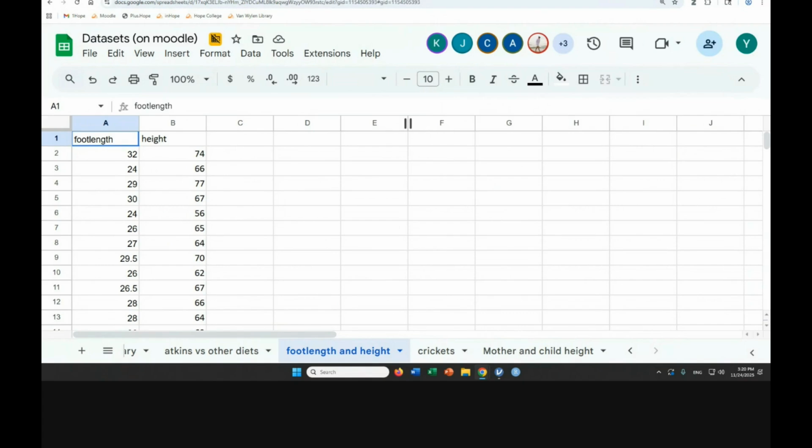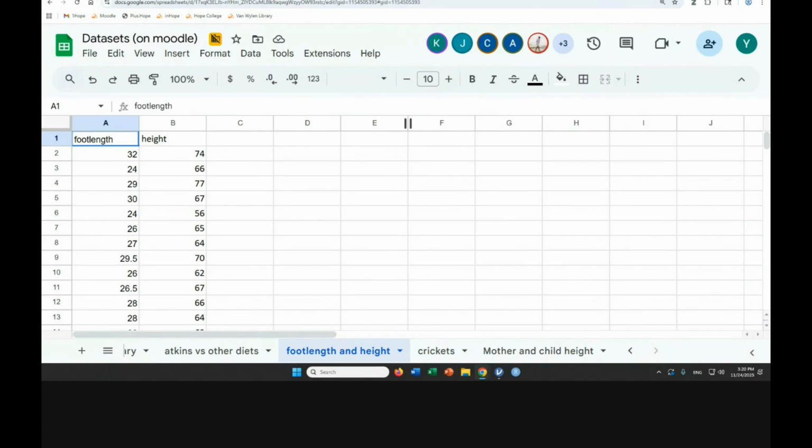Foot length and height. How do you know that foot length is in centimeters? Because inches would be crazy. Who has 30-inch feet? Right? In the same way, this cannot be centimeters because who is 67 cm tall? So always do a sanity check and look at whether your numbers are even making sense.